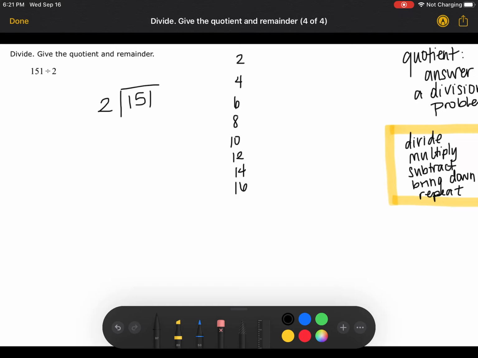Anyway, so I have 2 that goes into 15. How many times?